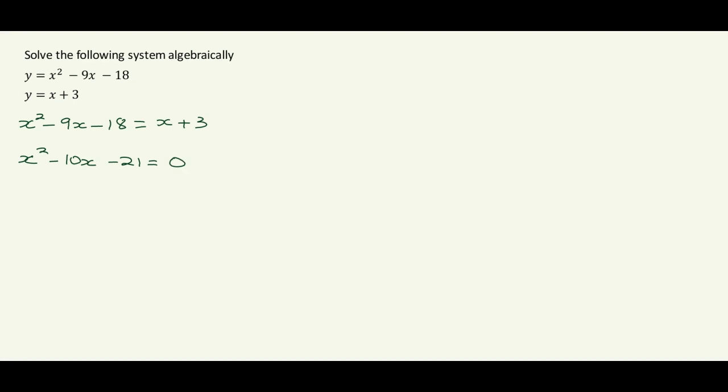Here we're going to try to factor this, but before we do, let's look at the factors of negative 21. We have 1 and negative 21, negative 1 and 21, 3 and negative 7, negative 3 and 7. So we have a situation here where we cannot directly factor this, so we're going to use the quadratic formula.